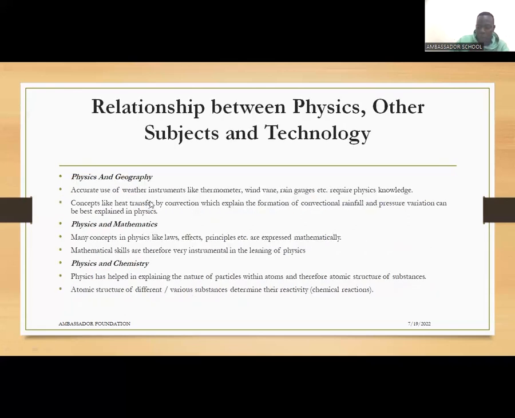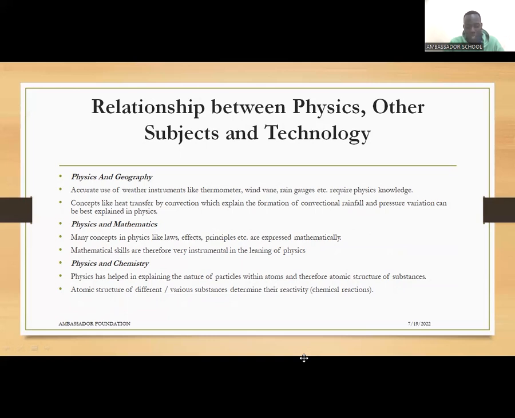Allow me right now. Physics is not an island. It's a subject that is being taught alongside other subjects, and therefore, what does it mean? It means that it must interact with the other subjects, so it must be having a relationship with the other subjects. So let's see how physics interacts with the majority of the subjects. I may not explain all, but I just give you a preview.